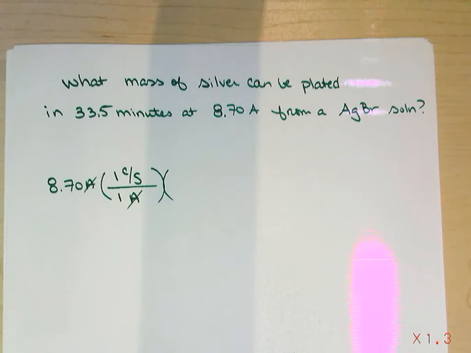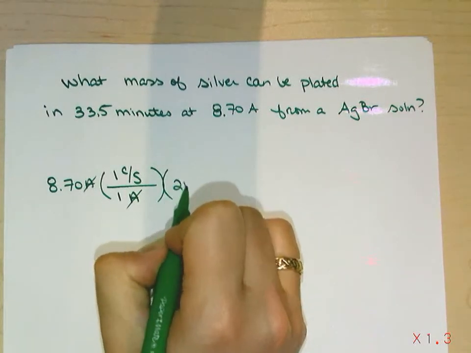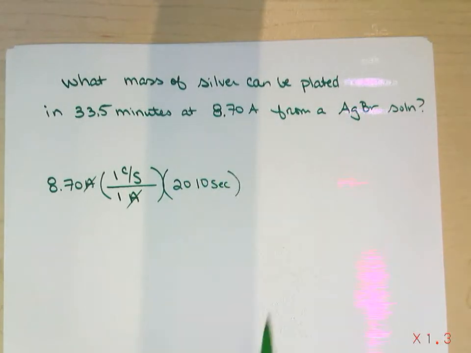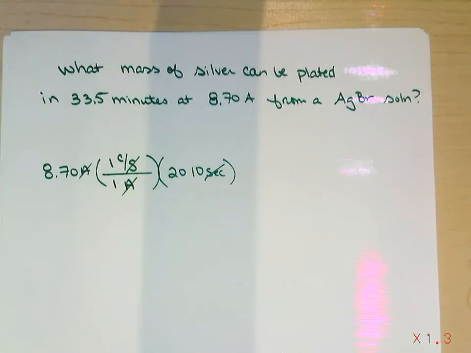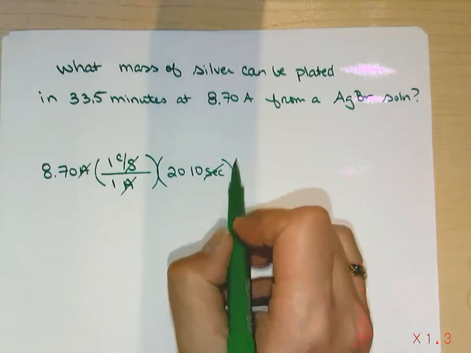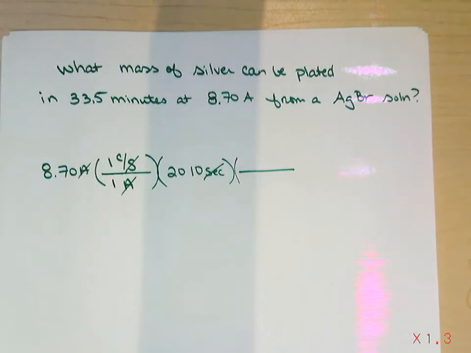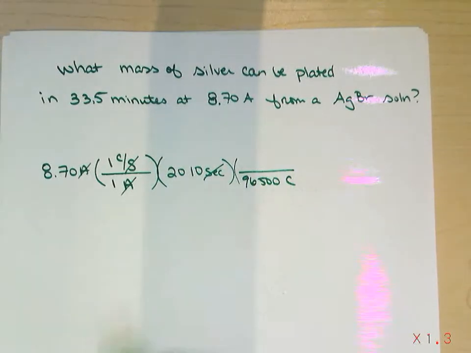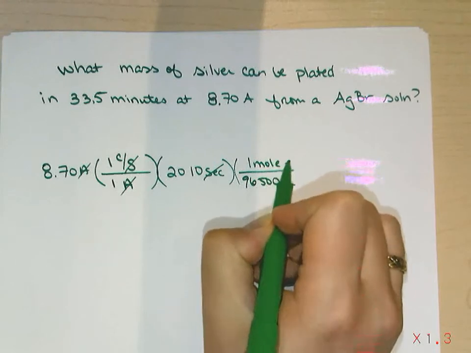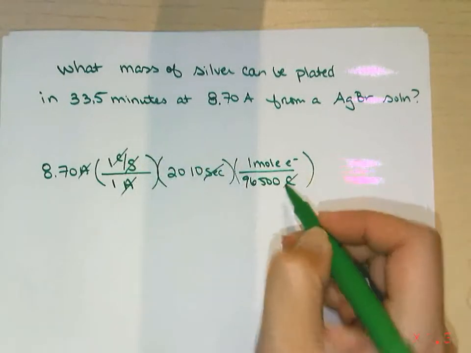Should be like 2010. All right, now I'm in coulombs. How do I get out of coulombs into moles? Okay. Yep. All right, how many moles of electrons does this reduction require?